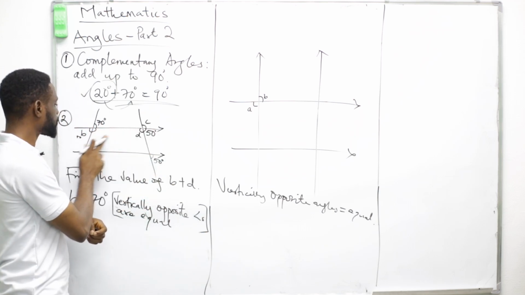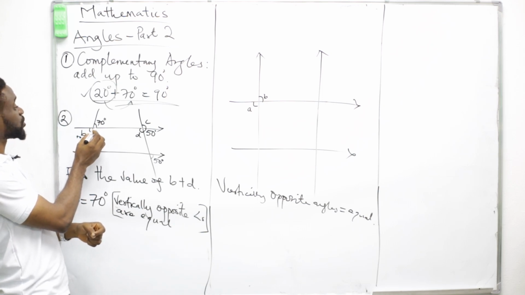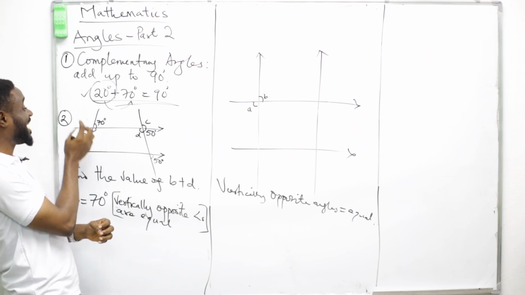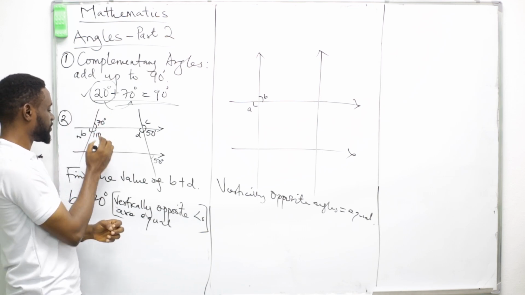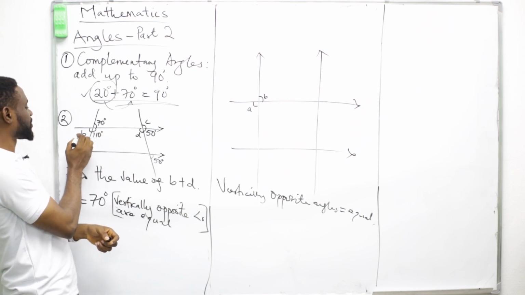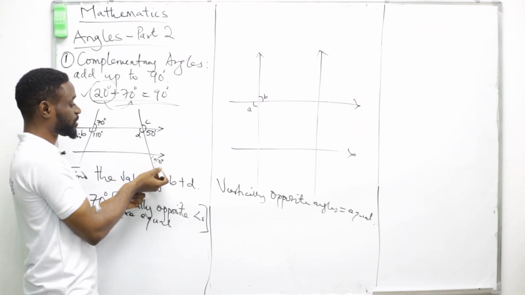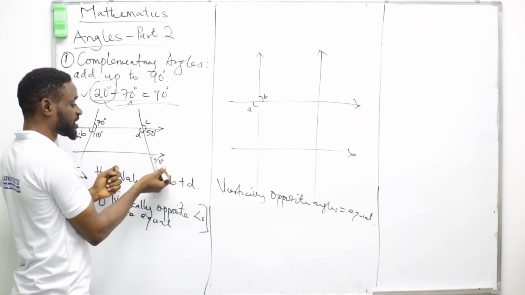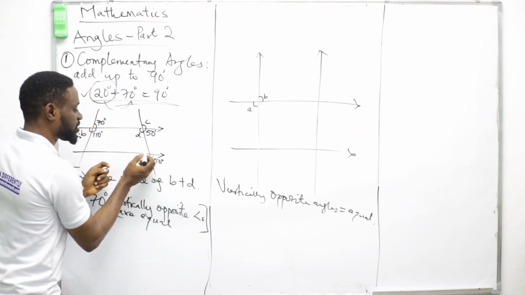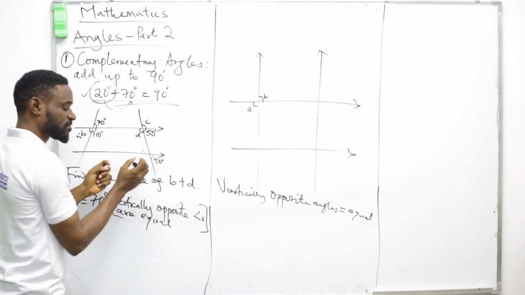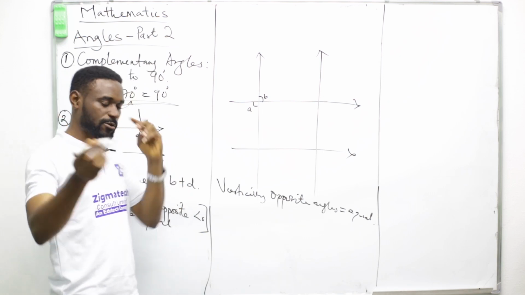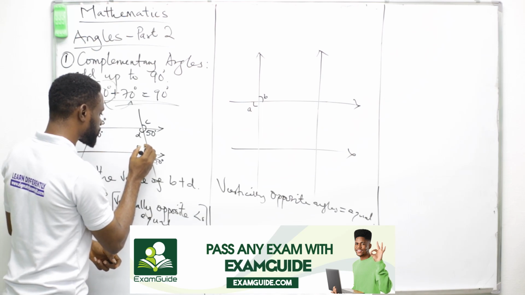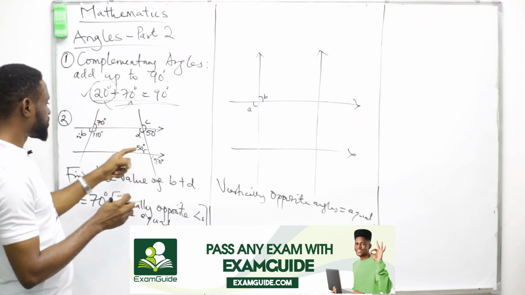All right. So I said sum of angles on a straight line is 180. So if you subtract 70 from 180, we'll have 110. So we have 110 degrees here, 70 degrees here. This is corresponding to this, so this is 50 degrees. If this is 50 degrees, this to this is a vertically opposite angle. It means this place will also be 50 degrees. Do you see that?